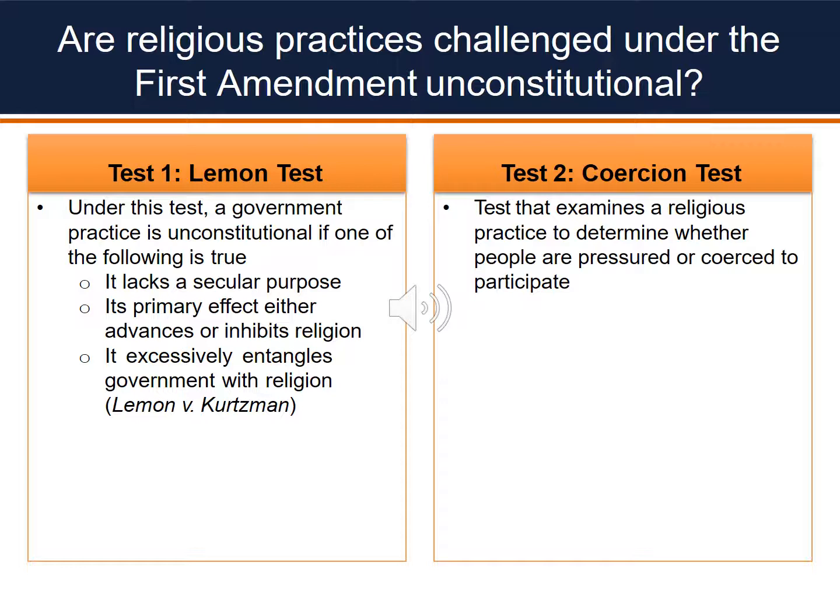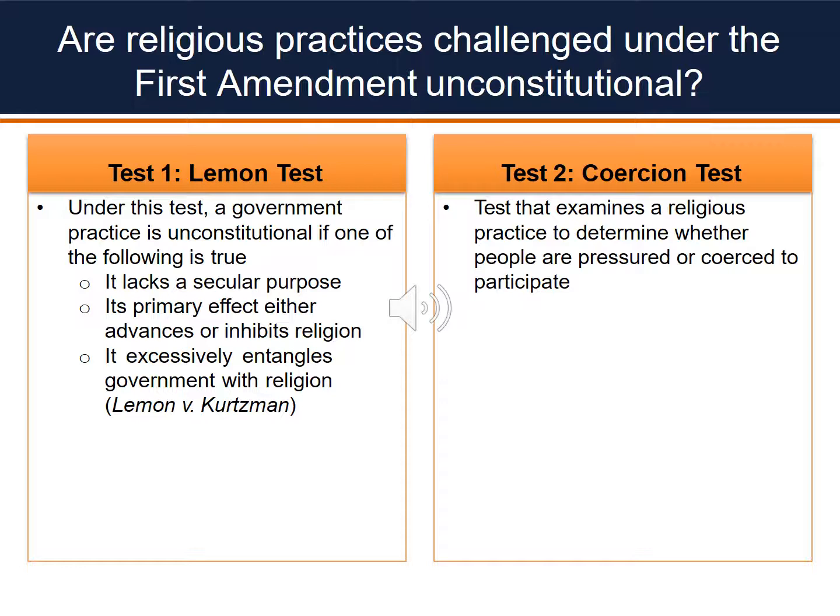Under this test, there's a 3-part concept to determine whether a government or religious practice is unconstitutional. First, that religious practice or government practice is unconstitutional if it lacks a secular purpose. Second, that government or religious practice is unconstitutional if its primary effect either advances or inhibits religion. Third, that government or religious practice is unconstitutional if it excessively tangles government with religion. On that 3rd component, think separation of church and state.